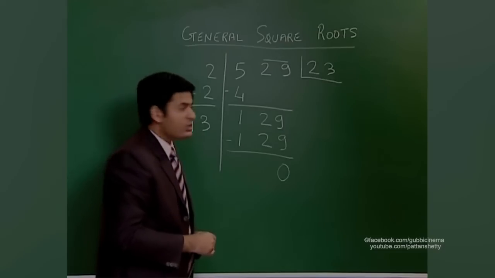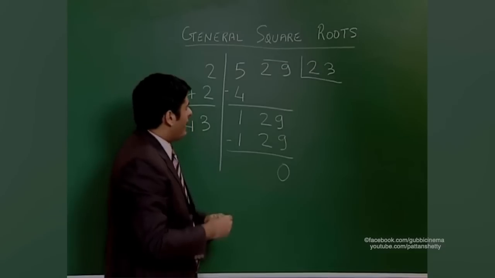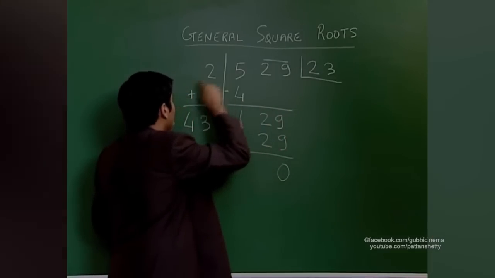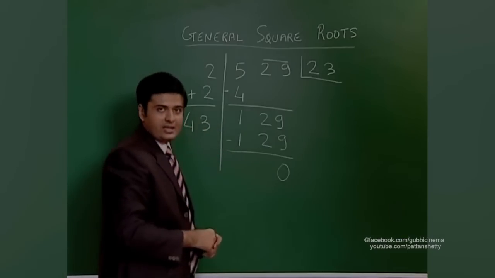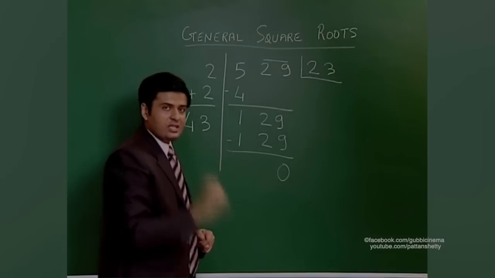Remember our two rules. A number and a divisor has to be added after every step. So this 2 will be added here. 2 plus 2 is 4. And next, a divisor can be multiplied by only that number which is suffixed to it.